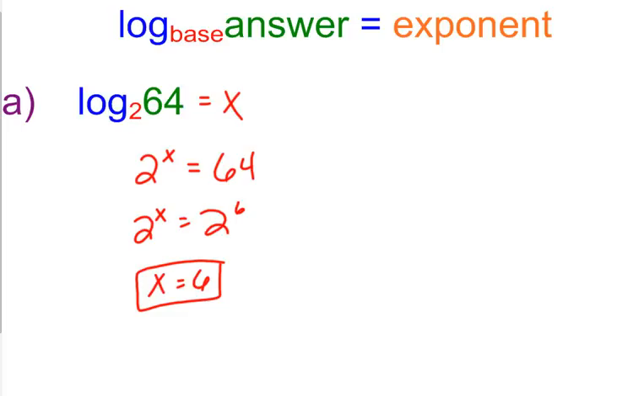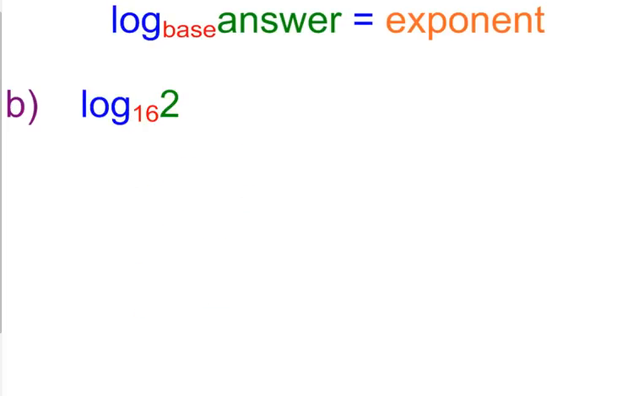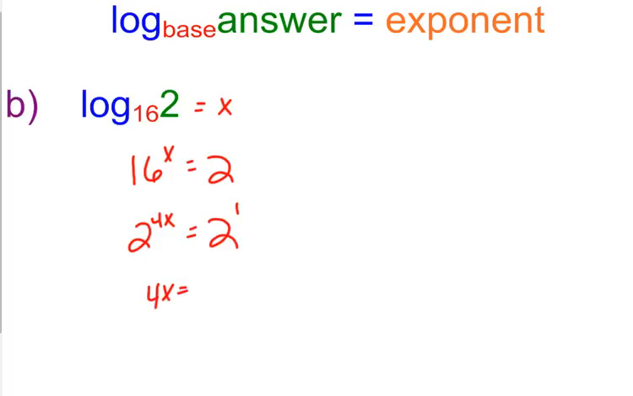So if I go to B, I have equals x again. So I'd say 16 to the x equals 2. I know I can rewrite 16 as an exponent with a base of 2. So 2 to the 4th is 16, right? And I'll keep the x there. And then this 2 doesn't have an exponent, so we hopefully know that that's a 1. So I'd have 4x equals 1, so x equals 1/4. I think these are kind of fun, actually, so hopefully you do too.